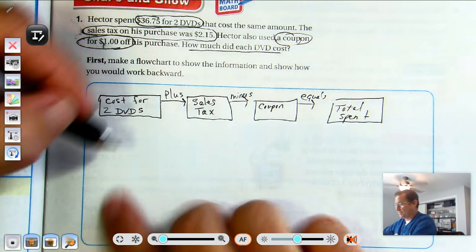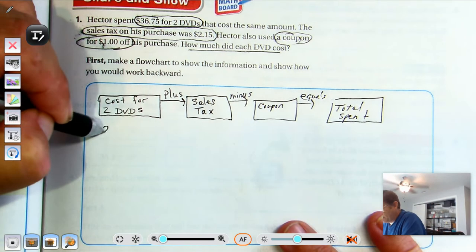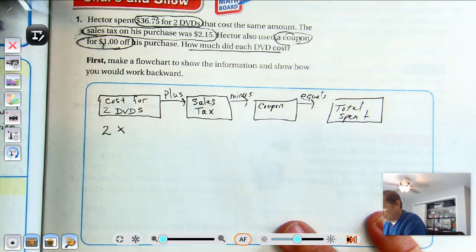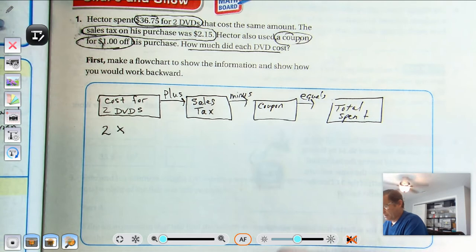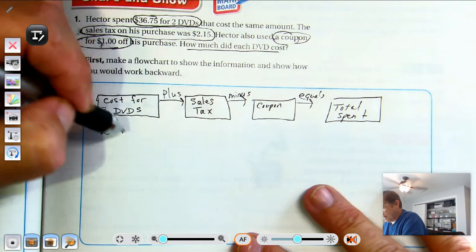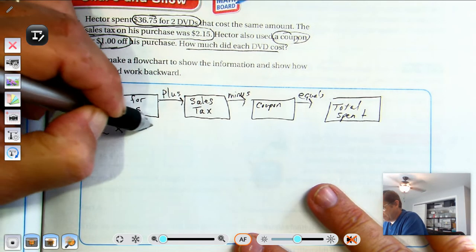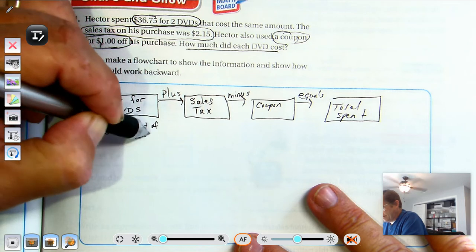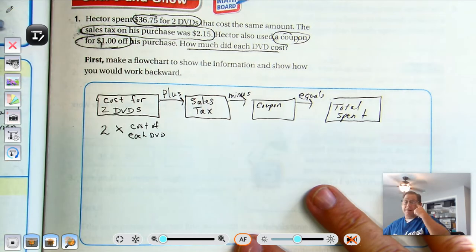All right, so let's put these in terms of a mathematical sentence. So the cost for 2 DVDs would be 2 times the cost of each DVD. That's what we have to find out. I don't know that yet.